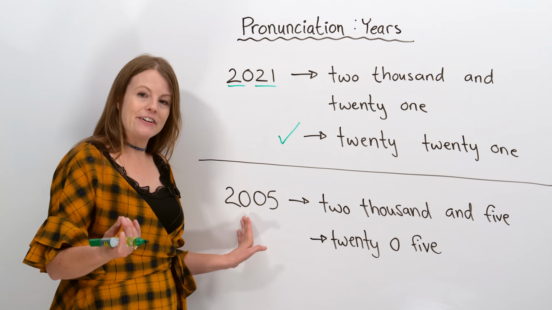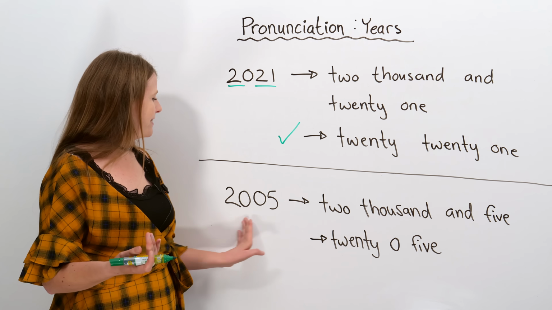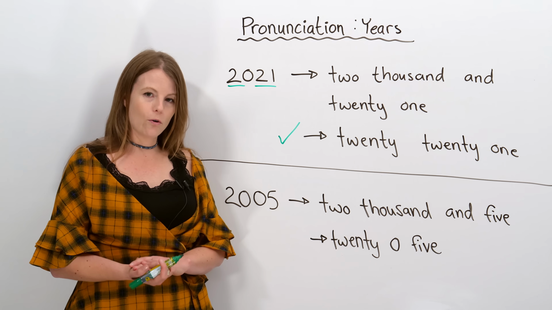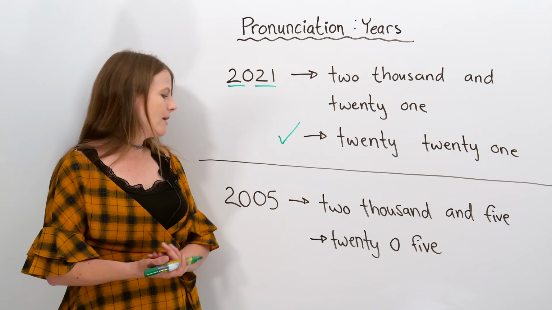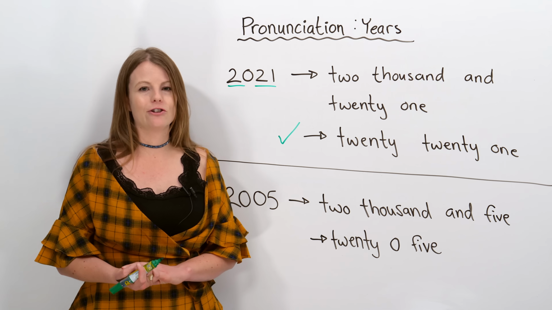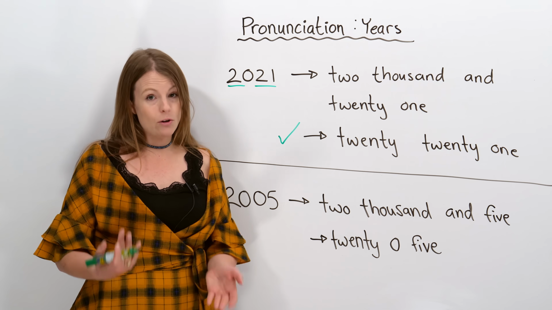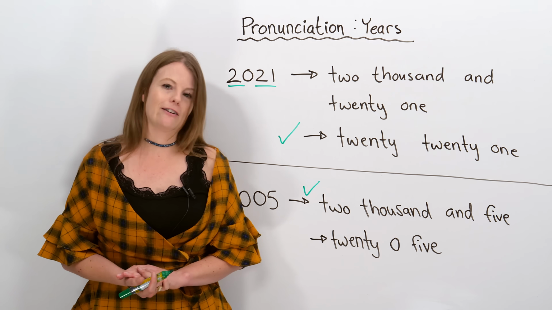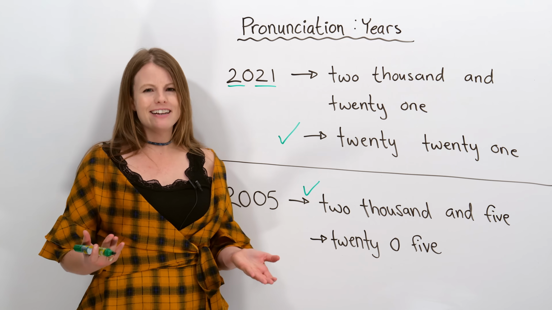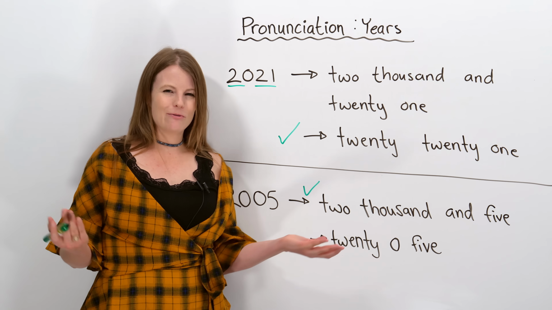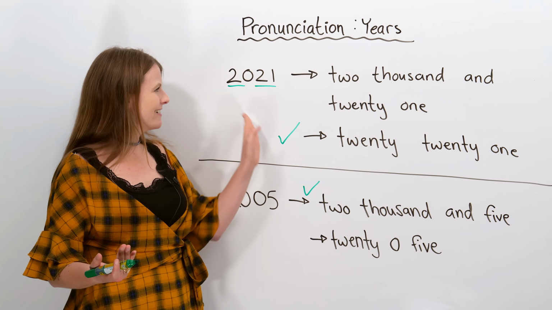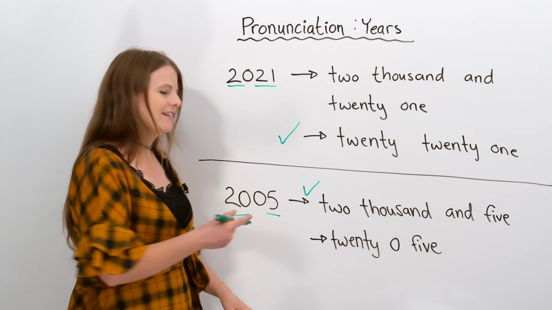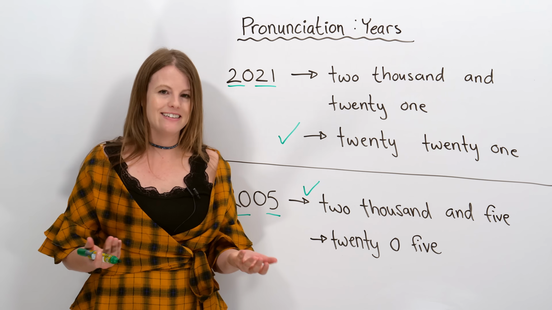Now let's look at the next year. Okay, here we have a year. Do we pronounce this as twenty oh five, or do we pronounce this as two thousand five? Well, the way we actually pronounce this year is two thousand five. So you might be thinking, wait a second, I don't understand. Why is it okay to say twenty twenty-one, but why don't we say twenty twenty-five or something like that?